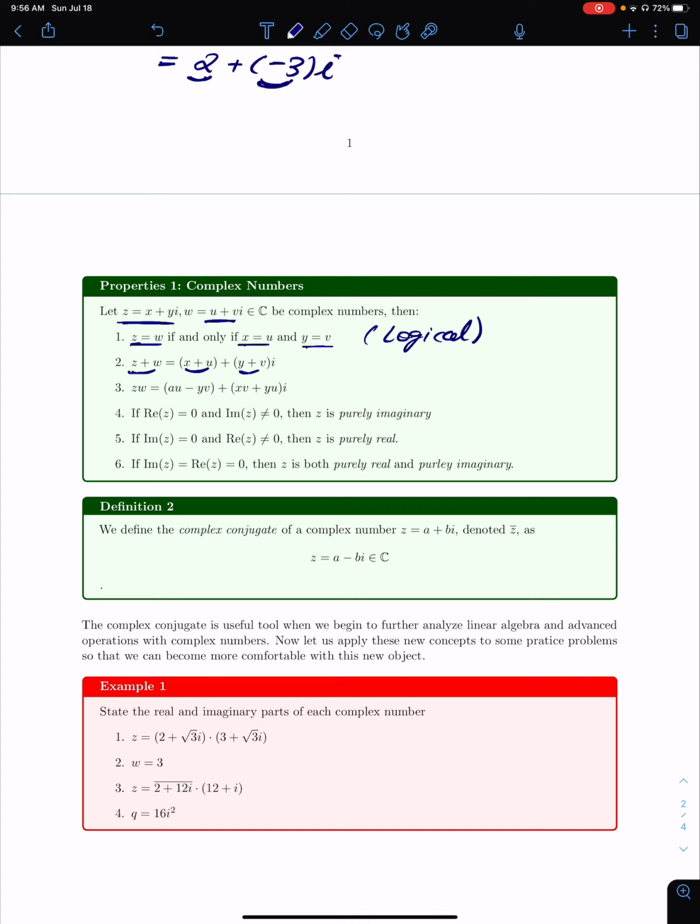Now the multiplication may be a little tricky. For the multiplication, you first take the product of the real parts, then you take the difference from that of the product of the imaginary parts. Then you take the product of the real part and the imaginary part of the other, and add the imaginary part times the real part of the second complex number. So that's the rule for this one. It's just a rule to memorize.